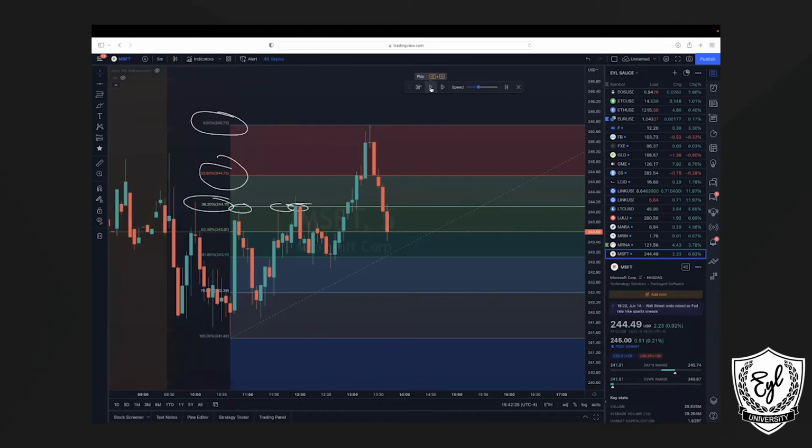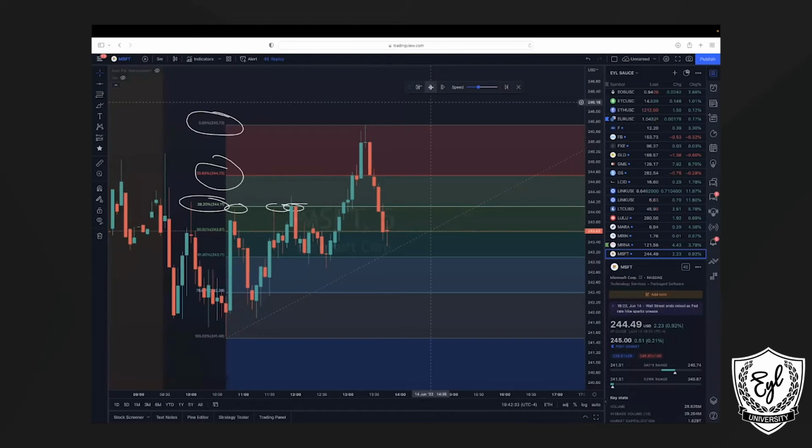Yeah, Courtney said, how should I get out? Okay. And then we continue. What should be your next target? If you're still in puts here, what should be your first target? 243.11. Great job. Again, you have all your targets, support and resistance. There's no guessing.